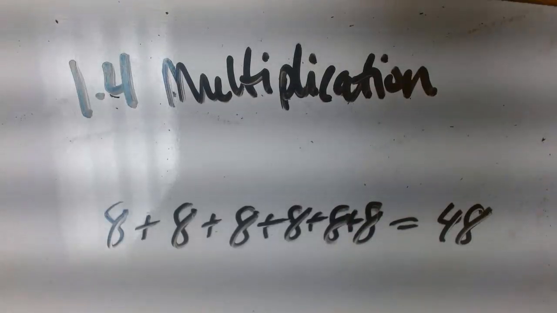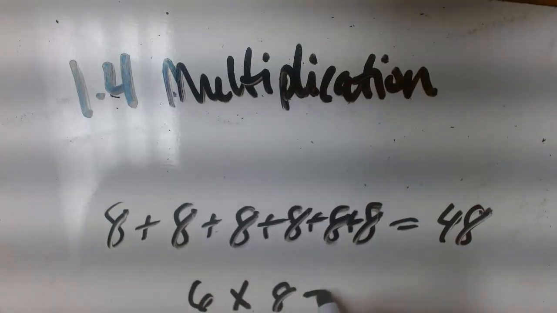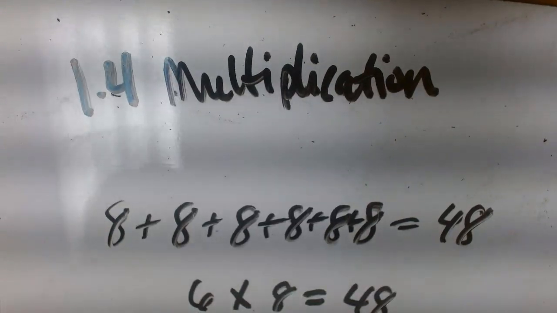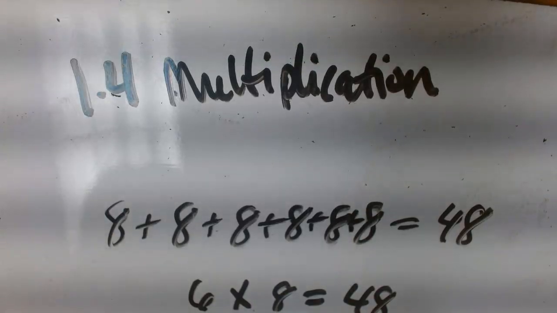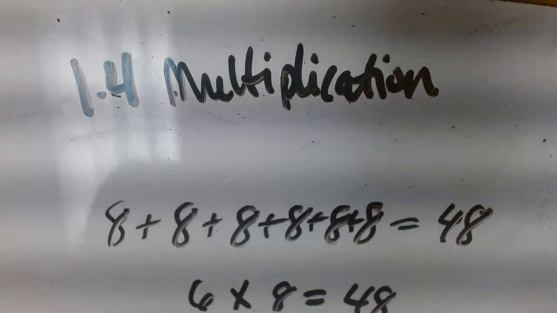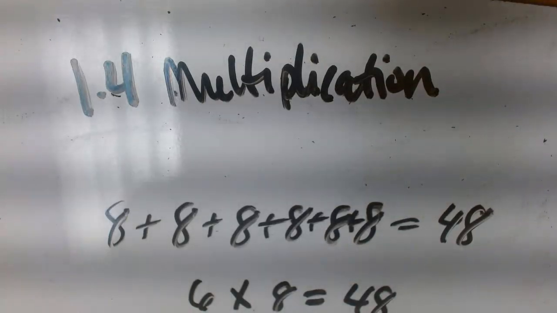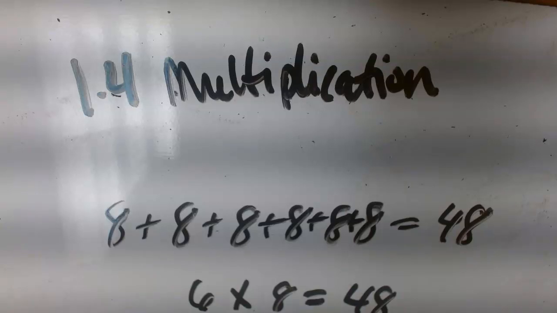The numbers that are multiplied are called factors. In this case, let's say that we're dealing with 48. This is a factor. That is a factor. And that is called a product. So when you look at that, the product of 6 and 8 can be represented also on the number line.